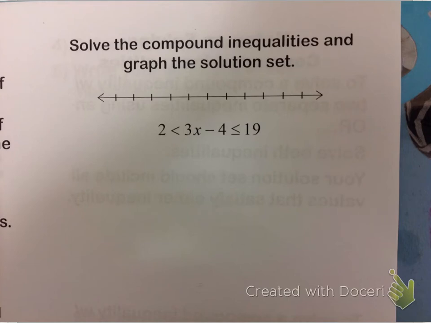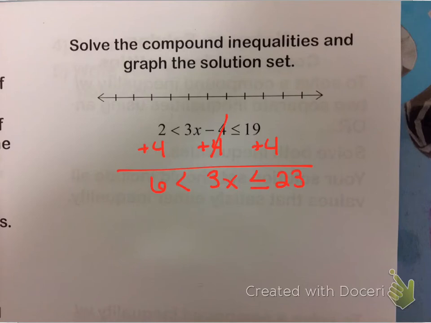So if I look at this one right here, nice easy numbers, no messy fractions or anything like that. I want to get x by itself, and so I'm going to add the 4 first. Well, that means I have to add 4 to all 3 parts. I have to keep this balanced all the time. And it gets rid of that, and I have 6 is less than 3x is less than or equal to 23.